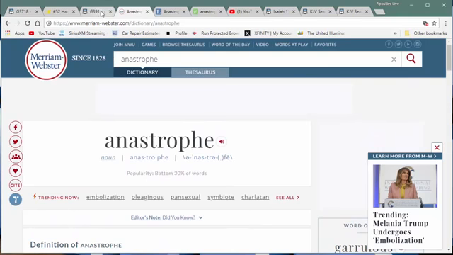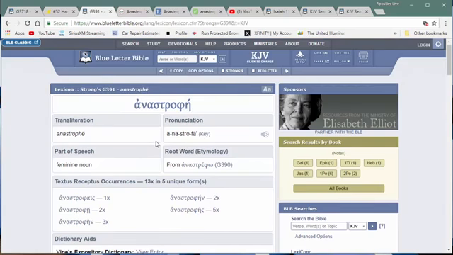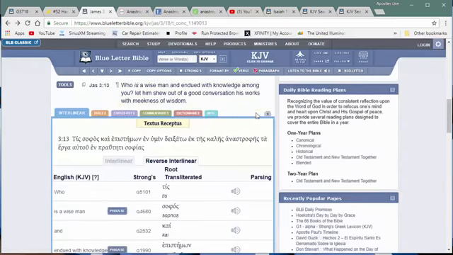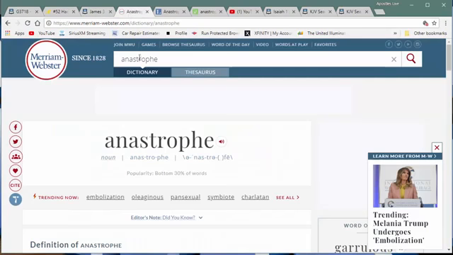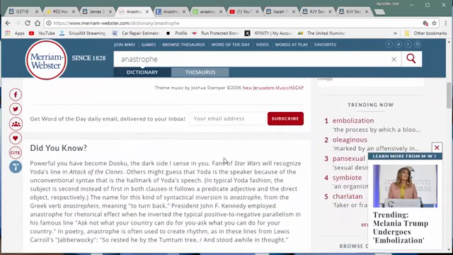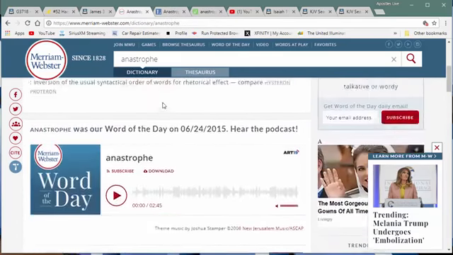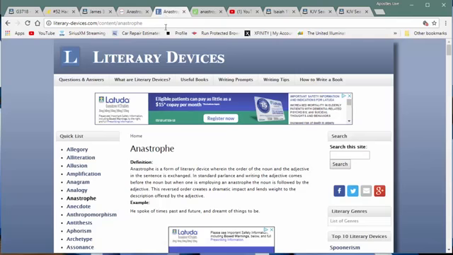Anastrophe, which comes from the Greek word for conversation, pursuant to James 3 and 13, right? Well, let's look up the definition. This is the Merriam-Webster. And basically it says inversion of the usual syntactical order of words for rhetorical effect. Now, if you don't understand what that means, let's look up over here.